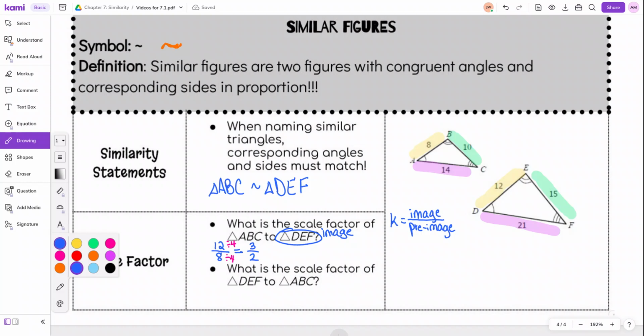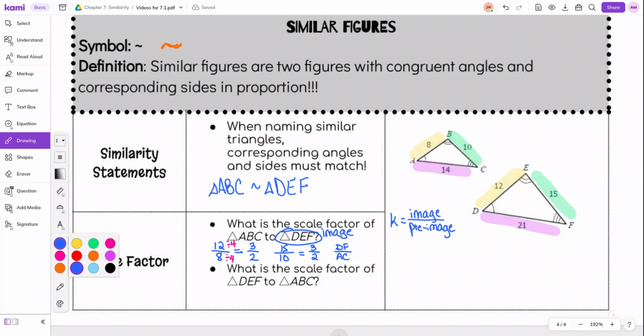And I'm just going to verify for you that that's true no matter which two pairs of corresponding sides you pick. So now I'm going to say 15 is my green side in my image over 10 in my pre-image. And both of those are divisible by 5. But regardless, that gives me a scale factor of 3 to 2. And instead of having numbers, I can also just write these as segments. So DF over AC would also be a way that I could acknowledge the scale factor.